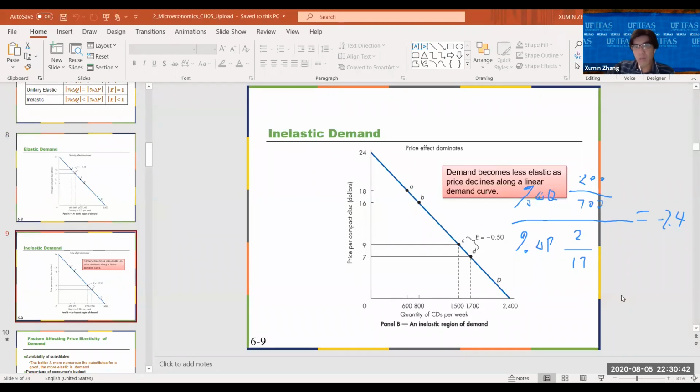As I just mentioned, along this demand curve, the demand becomes less elastic as price declines along a linear demand curve. Yes, because the denominator becomes bigger and bigger. The demand becomes less elastic as price declines along this demand curve because if you check along this line, around C and D, you can see that the numerator becomes smaller and smaller, but the denominator becomes bigger and bigger.